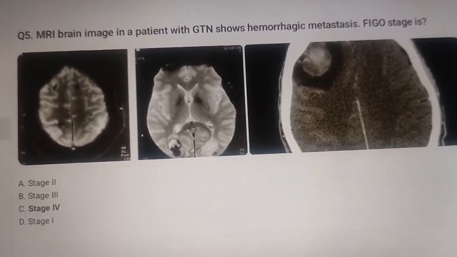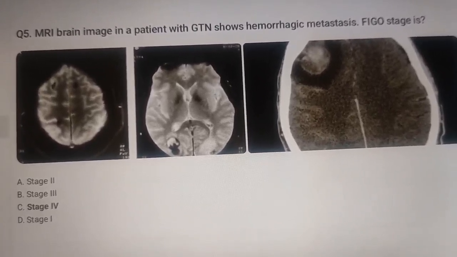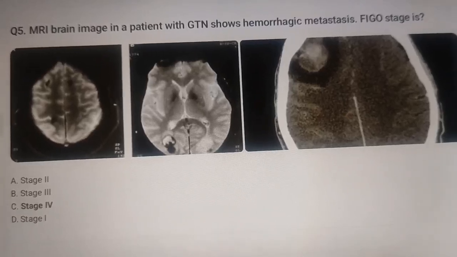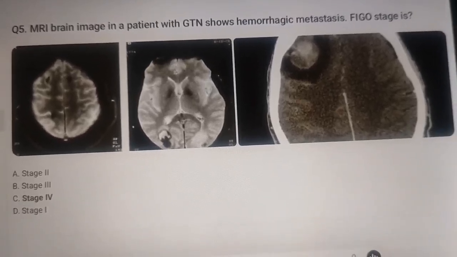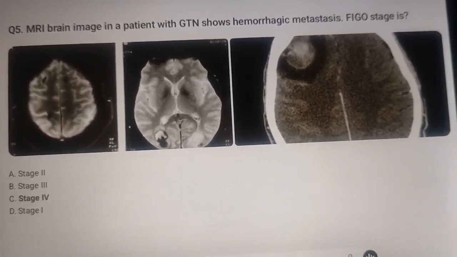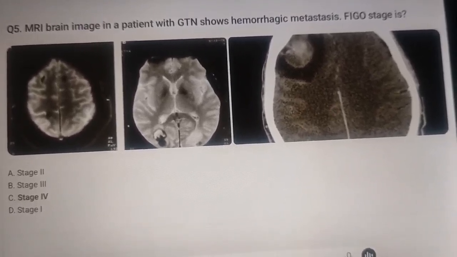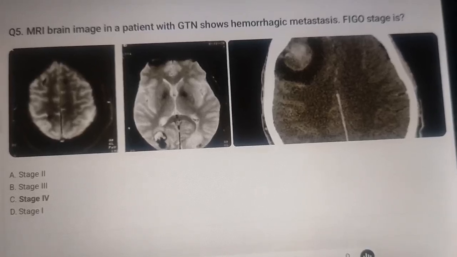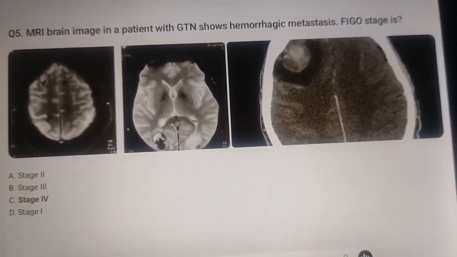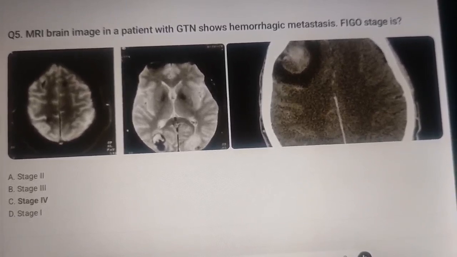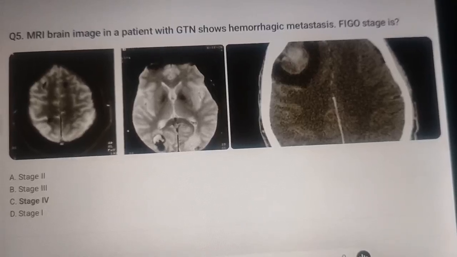So the topic of molar pregnancy ends here. I hope you are studying well because there are almost 4 months left for INI-CET, and the date is not yet out for NEET PG.